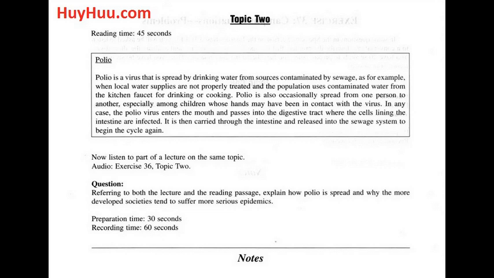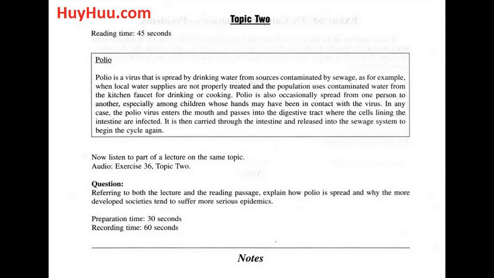Exercise 36, Topic 2. Read a short passage and listen to a lecture on the same topic. Then listen for a question about them. After you hear the question, you have 30 seconds to prepare and 60 seconds to record your answer.